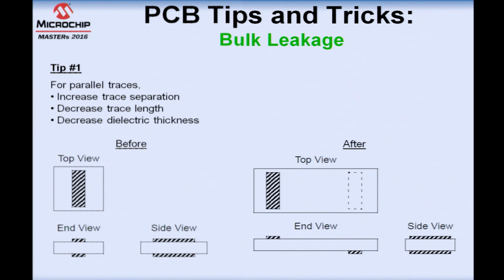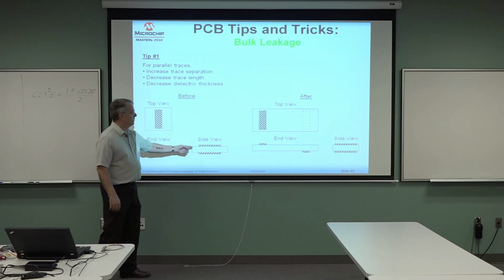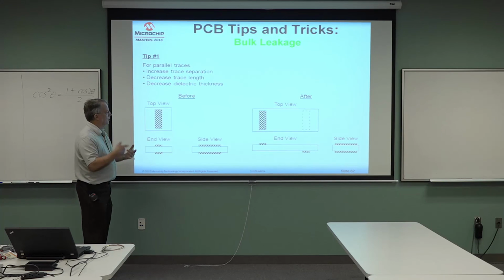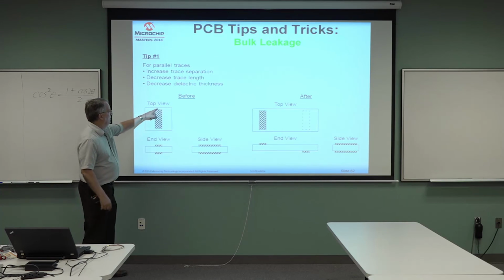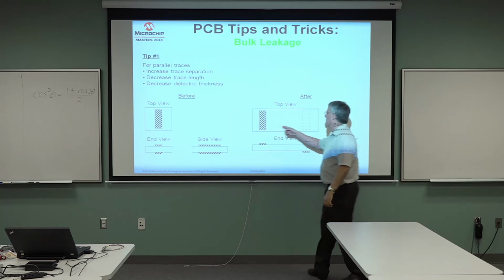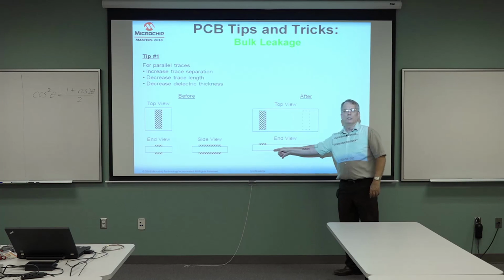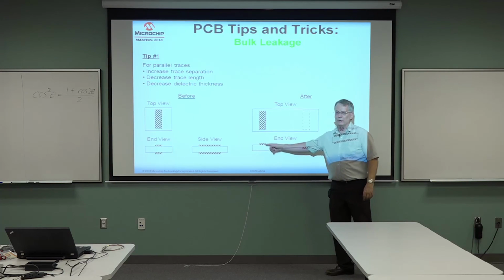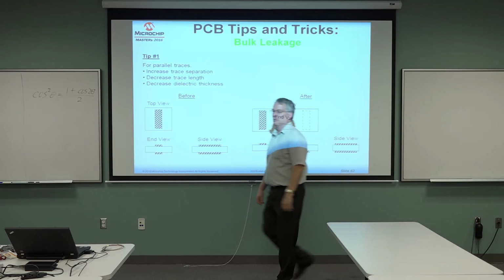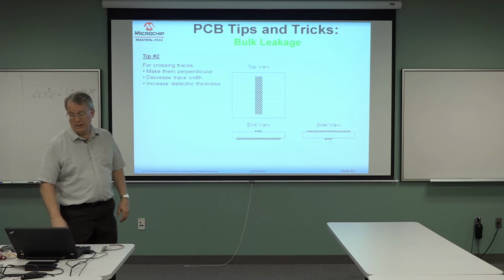For instance, I have a printed circuit board with traces going along the board on top of each other. Here's a top view, end view, and a side view. You'll notice that you have ample area for the leakage currents to go. Well, if I run one trace on one end of the board and the other trace on the bottom on the other end, now I have a much greater distance that the leakage currents have to travel through, and so I'm going to have a much higher resistance. So that's one idea, just simple physical separation.